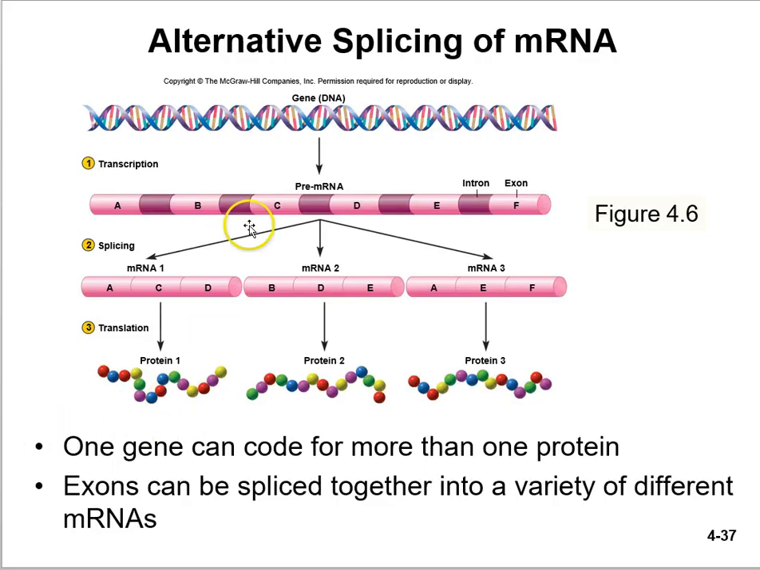Here's some pictures of that. We have our DNA, then we've made our pre-mRNA, but it consists of exons and introns. So in one case here, our mRNA1, we keep the A, C, and the D, but in another circumstance, we keep the B, D, E. Another circumstance, we keep the A, E, F. So each of these can make different proteins. Each of these will have different codons that code for a different sequence of amino acids that can make 3 different proteins. All of this came from one area of DNA.